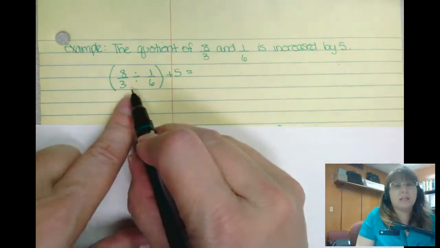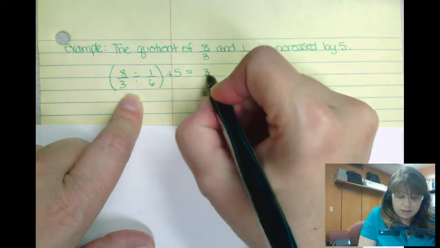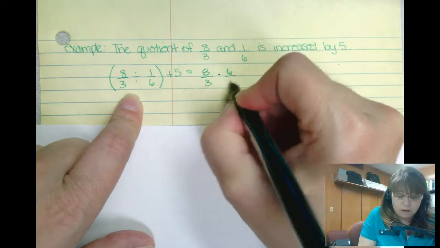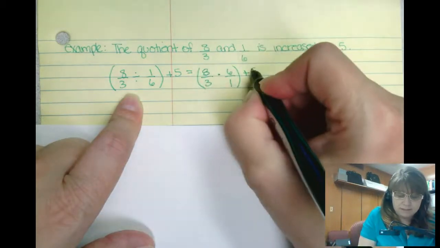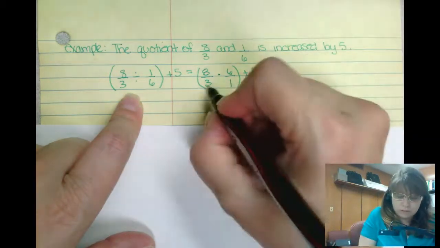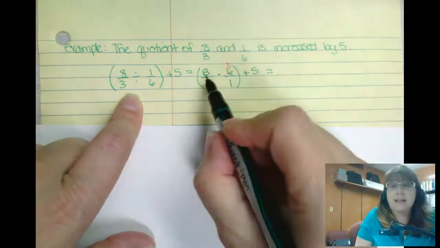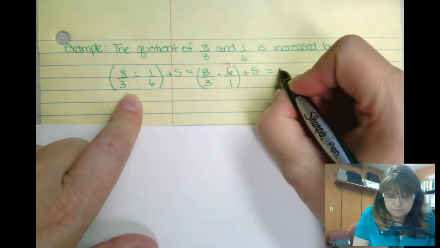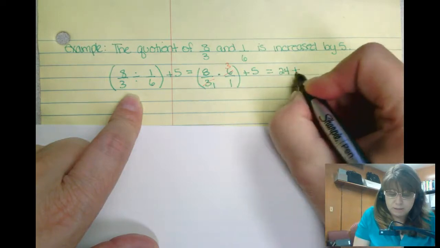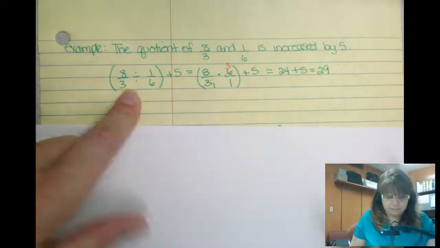Now I'm going to rewrite the division as multiplication. So 8/3 times 6 over 1 plus 5. And I see I can do some reducing, so I'm going to go ahead and do that. Now I'm left with 8 times 3, 24. 1 times 1 is 1, plus 5, so the result is 29.